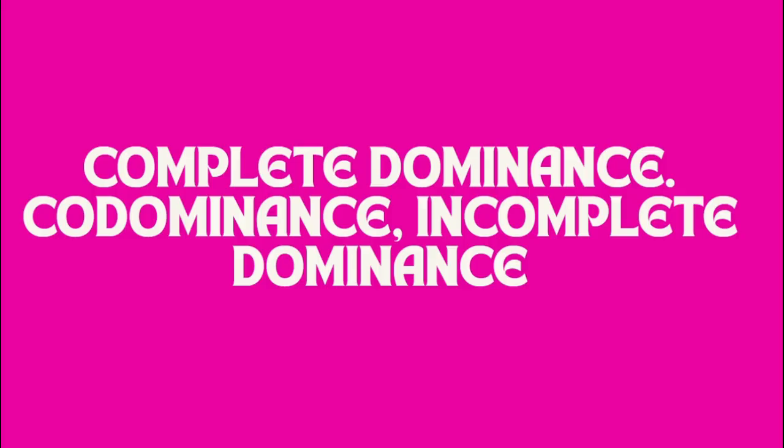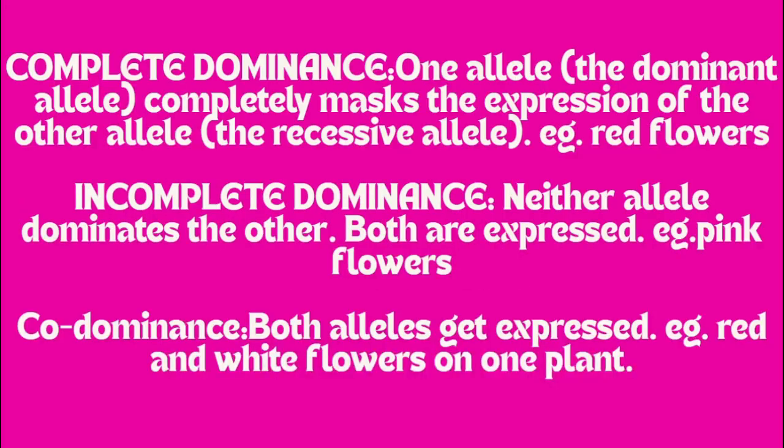So let's find out the difference between the three. Basically, complete dominance just means that only the dominant allele is going to be expressed. So for example, if you had two flowers, and we use a flower example, big R codes for red flowers, little r codes for white flowers. So complete dominance means the offspring is going to come out completely red because that is the dominant trait.